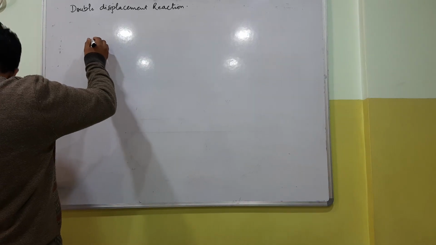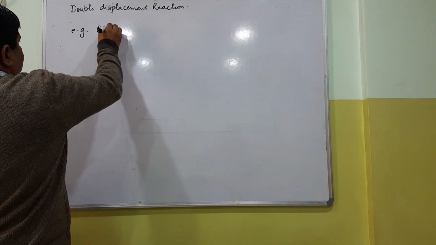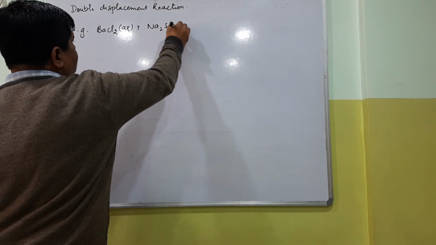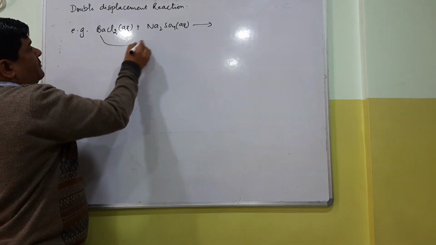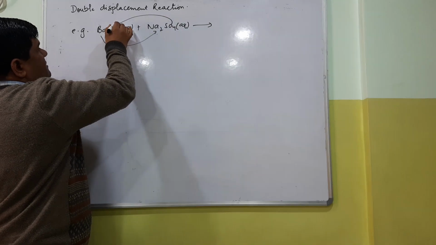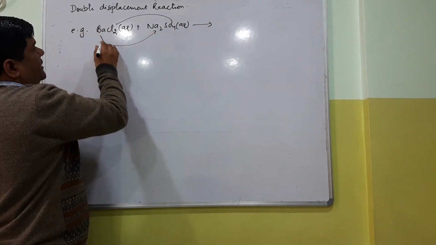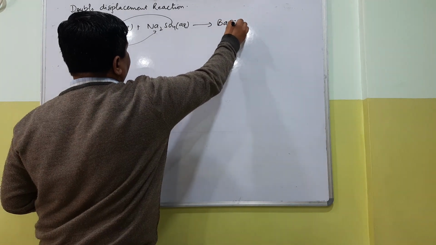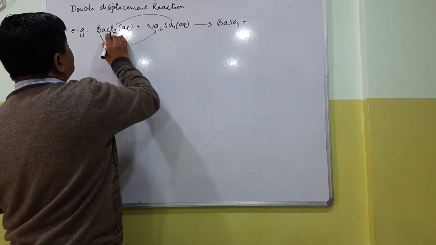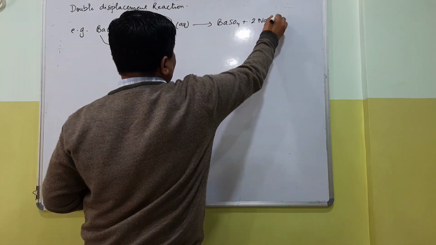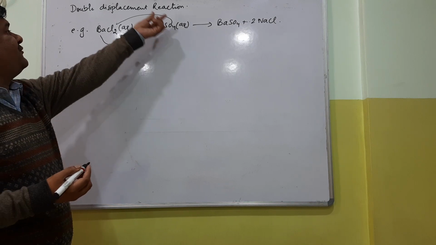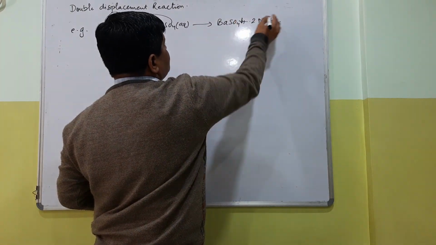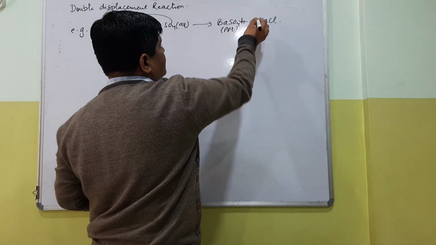For example, in this reaction, barium chloride plus sodium sulfate. Barium will replace sodium and sulfate will combine with barium, and barium will displace sodium from its salt. So it results in the formation of barium sulfate plus chlorine and sodium. It will become sodium chloride. So here barium is replacing sodium, sulfate ion is replacing chloride ions, right? So it results in the formation of barium sulfate and sodium chloride. So precipitates of barium sulfate will be formed.